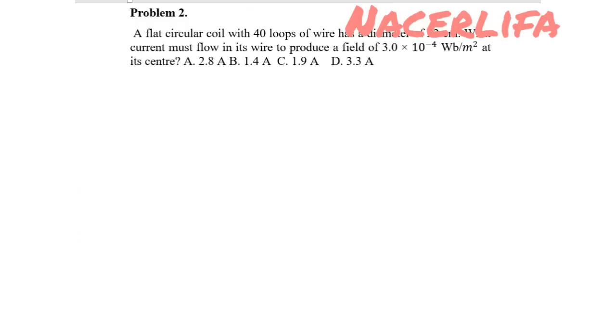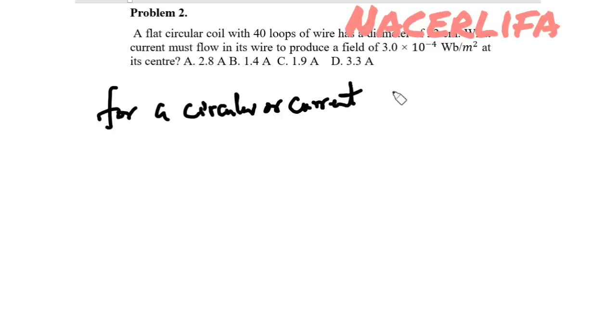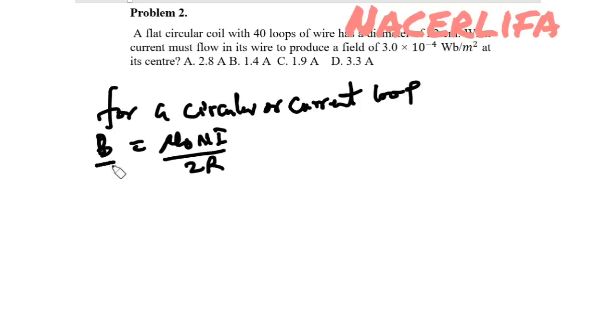All right, going further. So for a circular current loop, we have that the magnetic field strength is mu naught Ni upon 2R. So our interest is to find the current. What current must flow? So let's make I the subject of the formula.